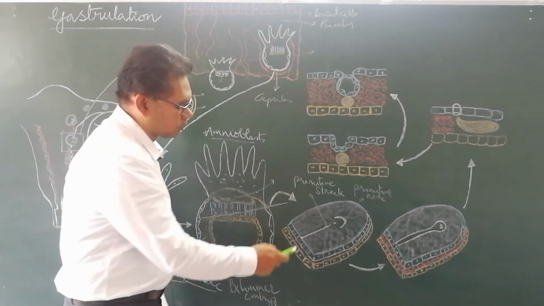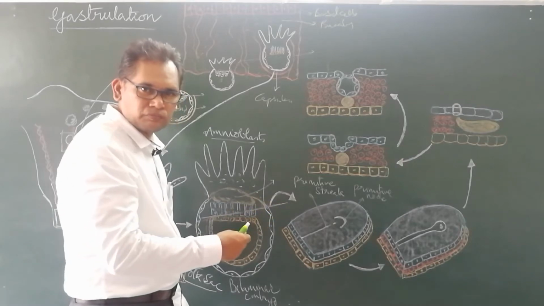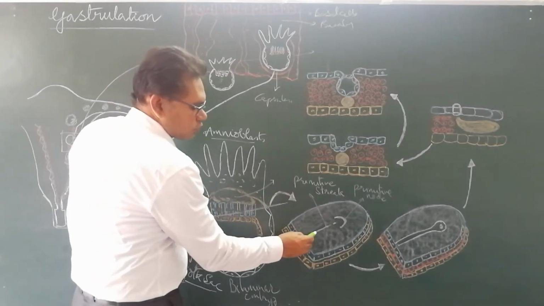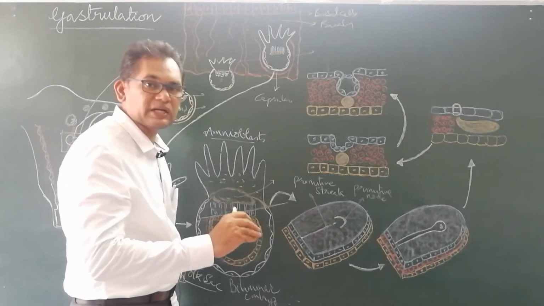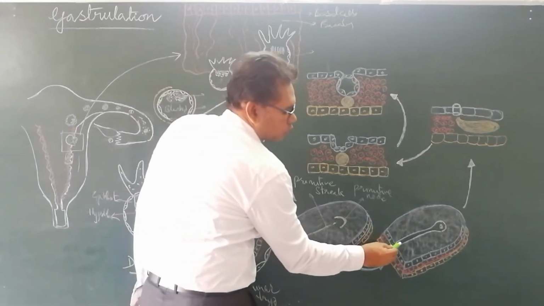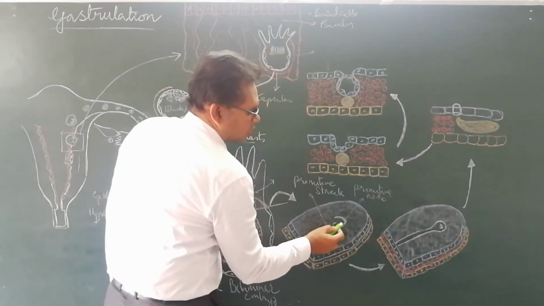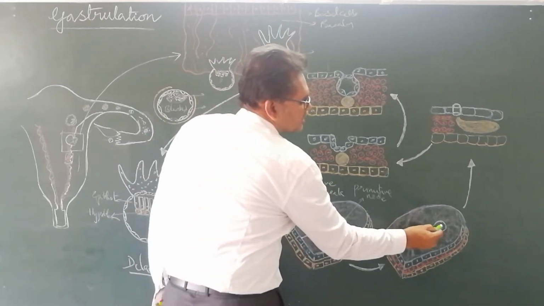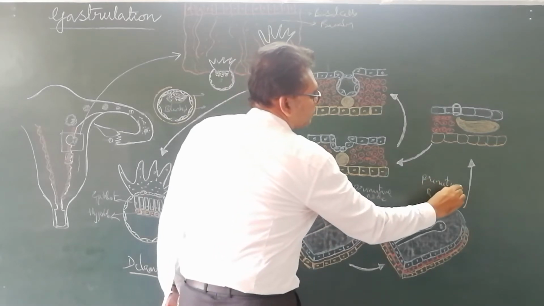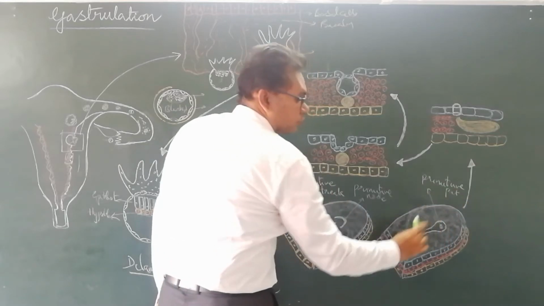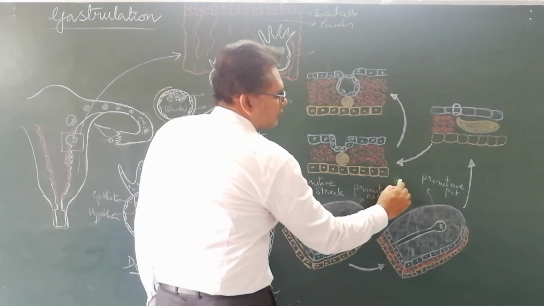Now the cells in this primitive streak die. It means they degenerate and form a groove. This is the groove it forms. And at the primitive node, it forms a small opening. This is called the primitive pit. A primitive pit is formed at the primitive node, and the primitive streak forms into the primitive groove.